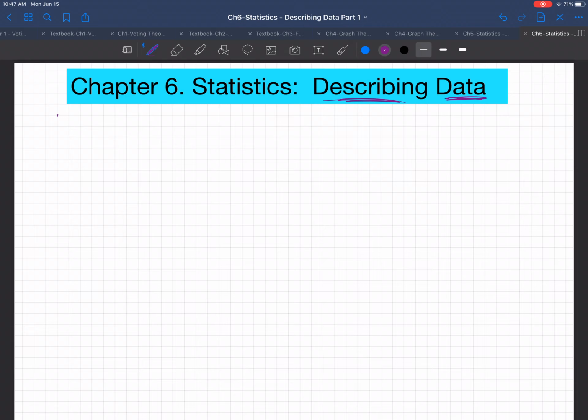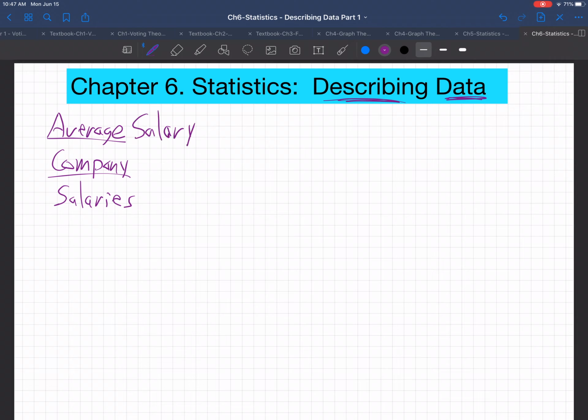Let's look at an example. Let's talk about an average. That's the first term I want to show you. Suppose you go to work for a company. You're considering going to work for a company for your career, and you want to know what the salaries of the company are. What's my average salary going to be? I want to figure out the average salary at this company.